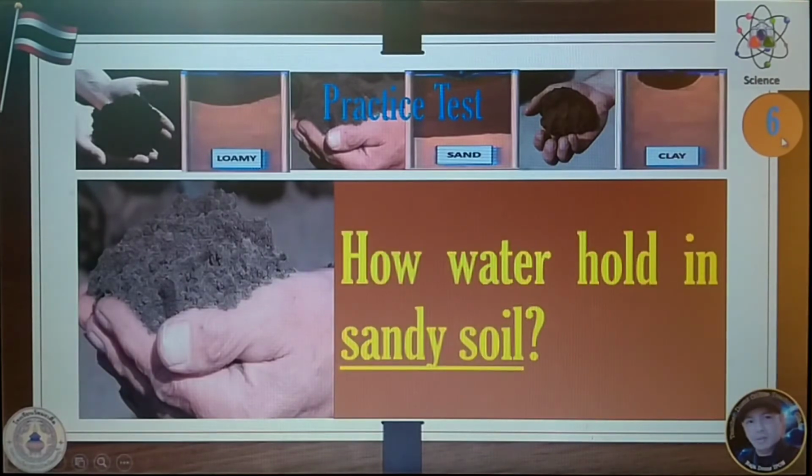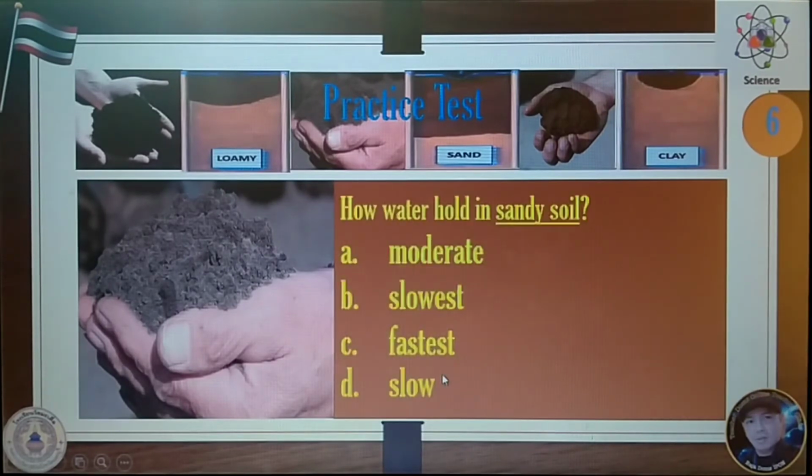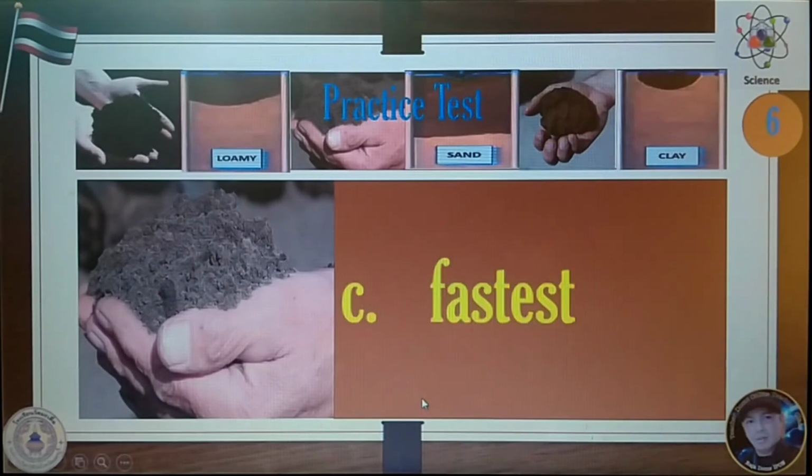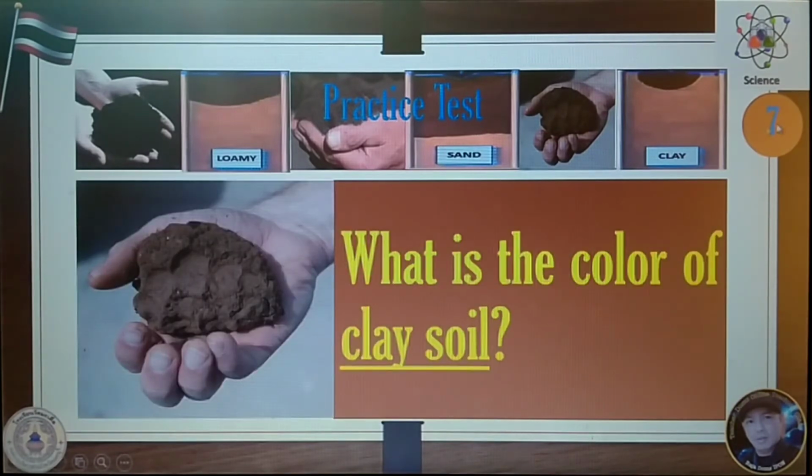Practice test 6. How is water held in sandy soil? A. Moderate. B. Slowest. C. Fastest. D. Slow. The answer is C. Fastest.